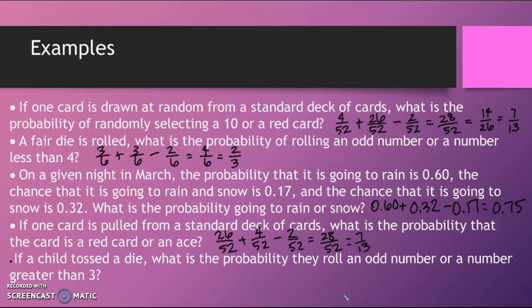And the last one, if a child tossed a die, what's the probability they roll an odd number or a number greater than 3? Right, so greater than 3 is 4, 5, and 6. That 5 is the overlap, so that's why these are non-mutually exclusive.